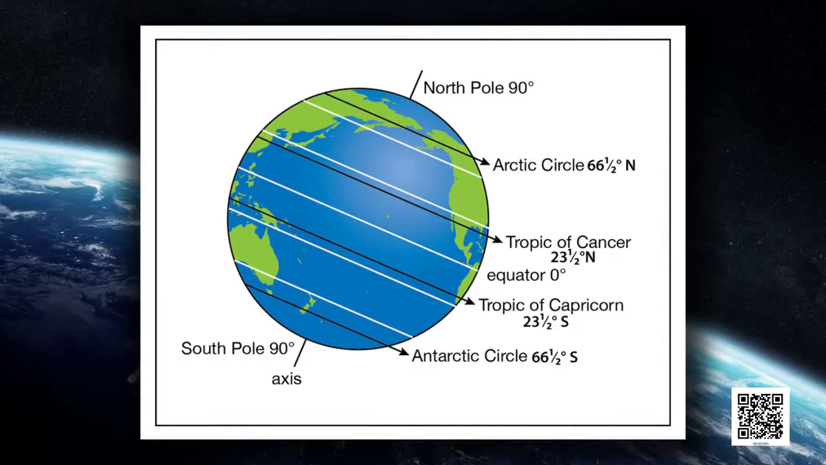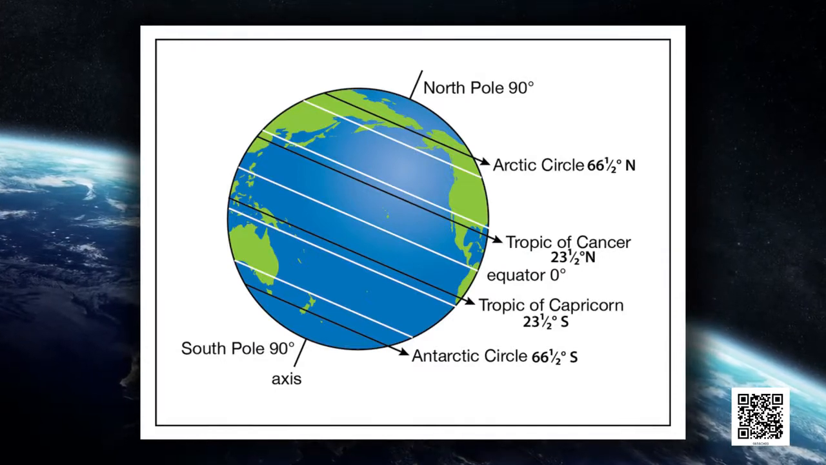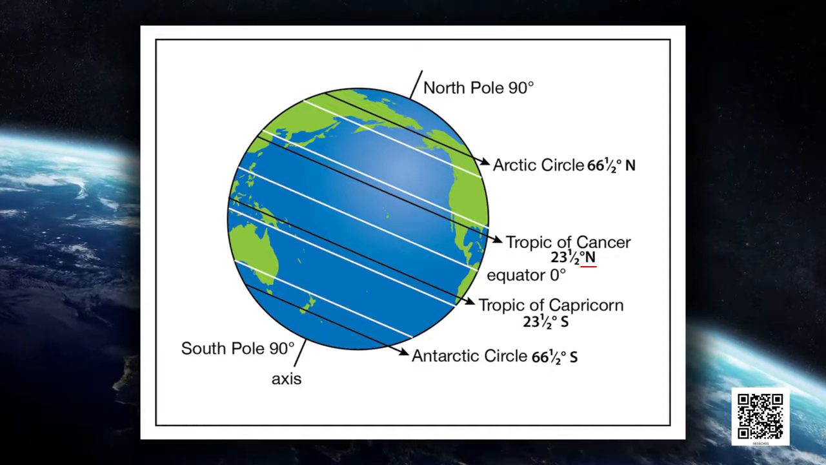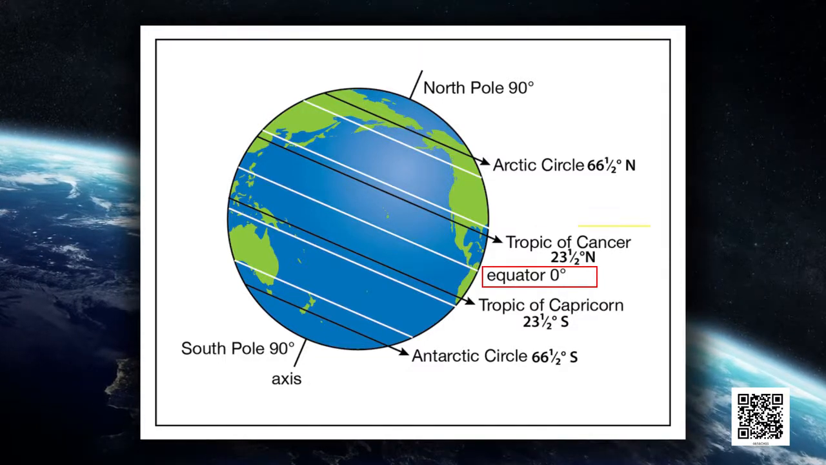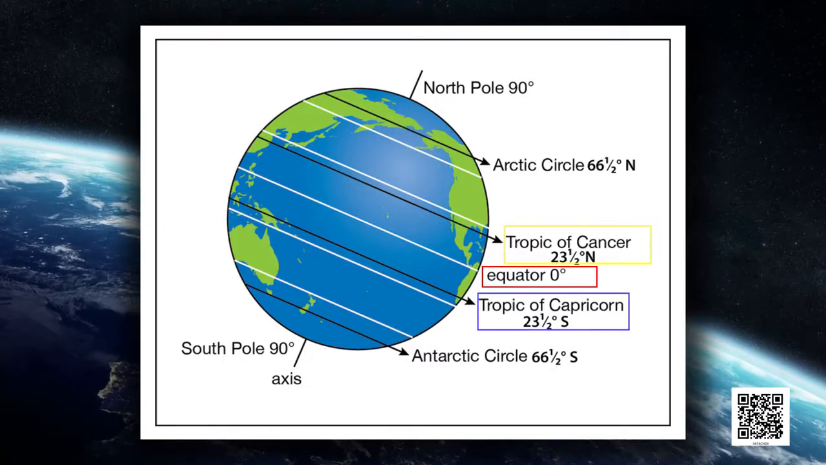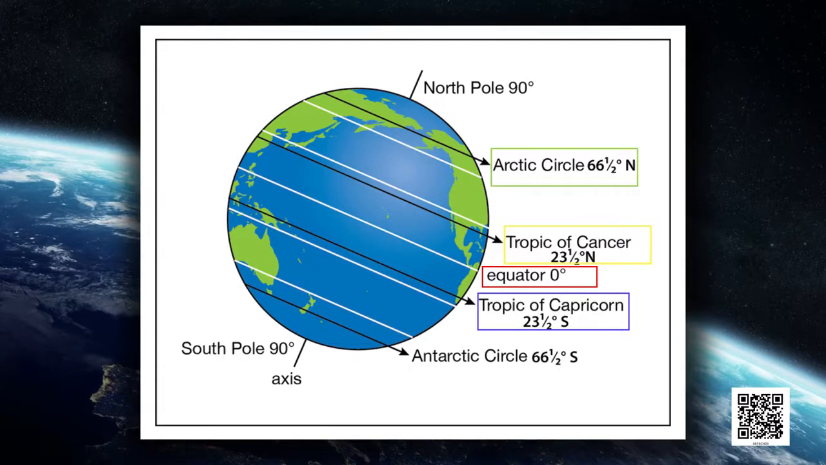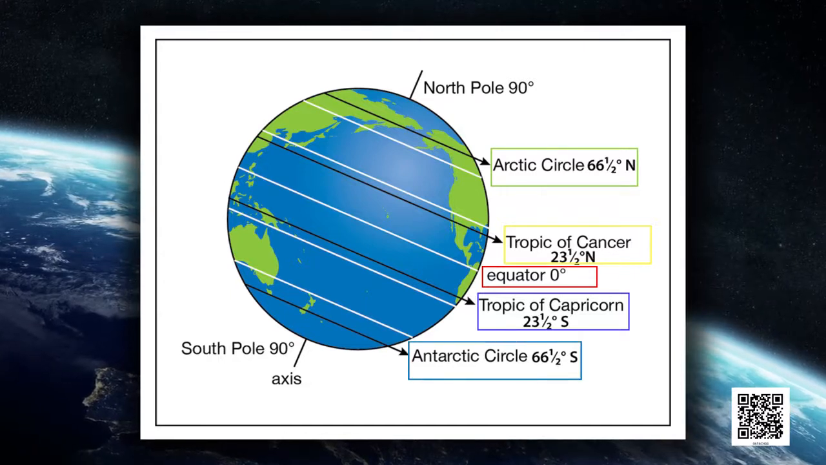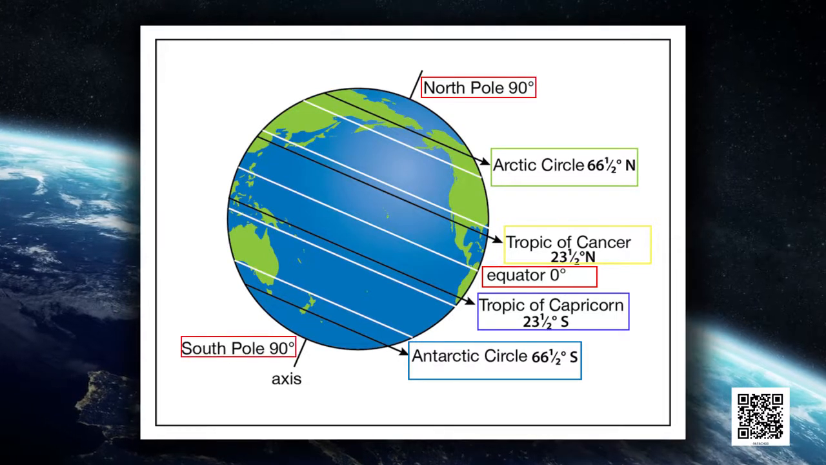In this picture, you can revise your knowledge of important latitudes of the Earth. Equator at 0 degree, Tropic of Cancer at 23.5 degree north, Tropic of Capricorn 23.5 degree south, Arctic Circle 66.5 degree north, Antarctic Circle 66.5 degree south, 90 degree north pole and south pole.